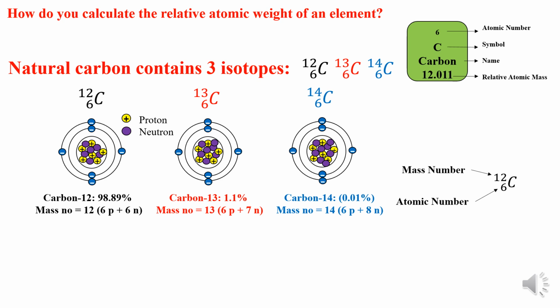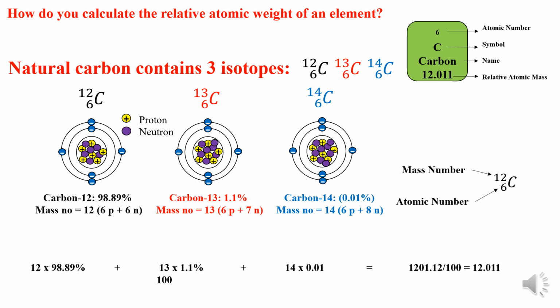So the mass number of C12 isotope is 12, mass number of C13 isotope is 13, and mass number of C14 isotope is 14. So you'll find that the number of protons remains one and the same, that is 6, while there's variation in the number of neutrons. So C12 isotope has 6 neutrons, C13 isotope has 7 neutrons, while C14 isotope has 8 neutrons. So it is due to the variation in the number of neutrons that these 3 isotopes have different masses.